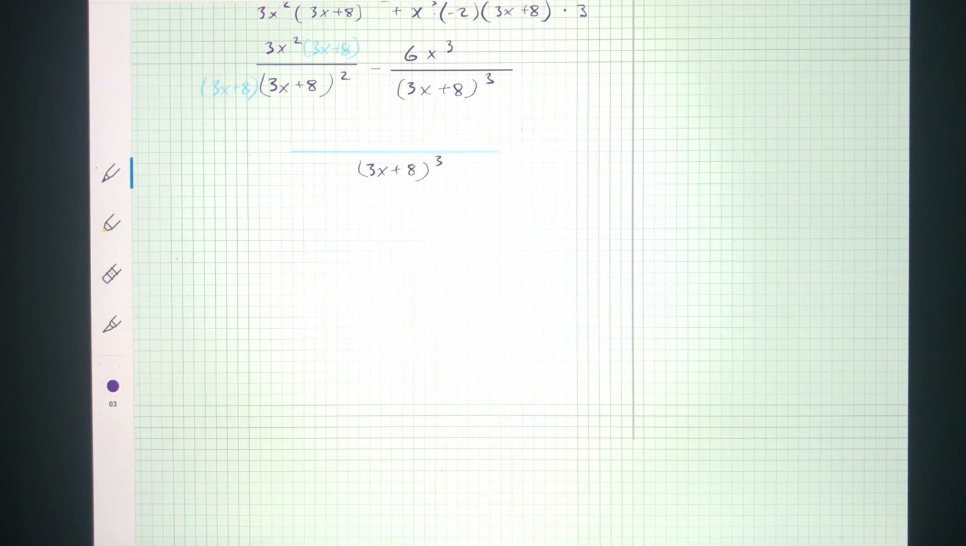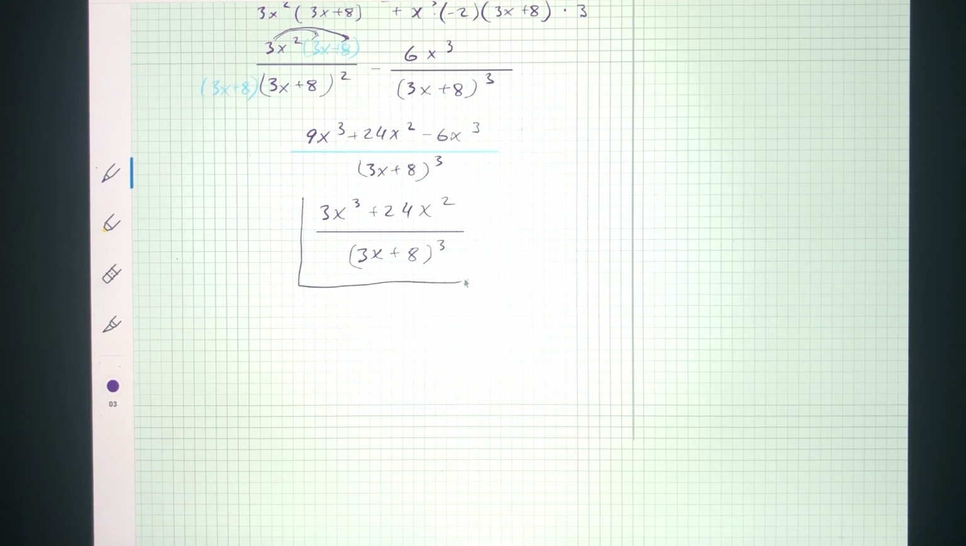and simplifying on the top, 3x squared times 3x is 9x cubed. 3x squared times 8 is 24x squared. Now minus 6x cubed, combining like terms, 9x cubed minus 6x cubed makes 3x cubed plus 24x squared divided by (3x plus 8) cubed. Now that's the final answer to our question using the new method.